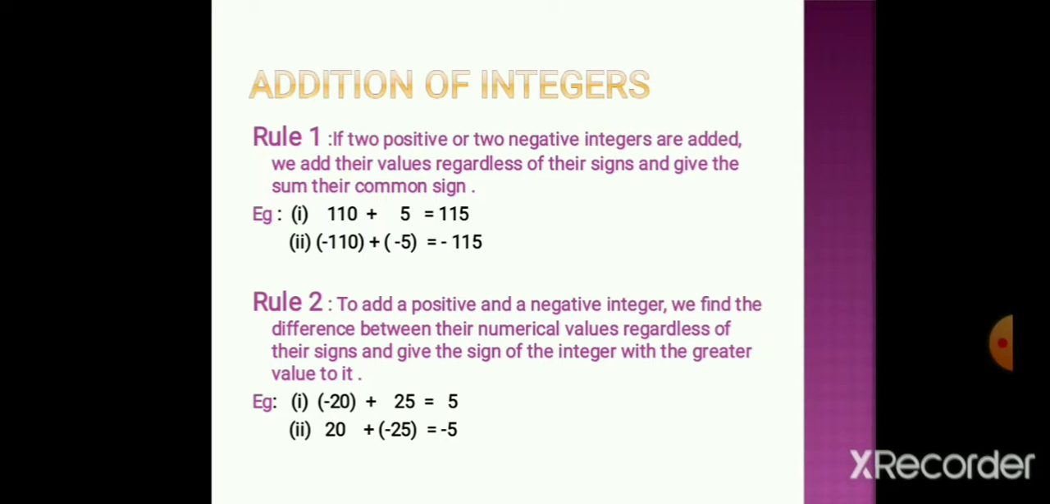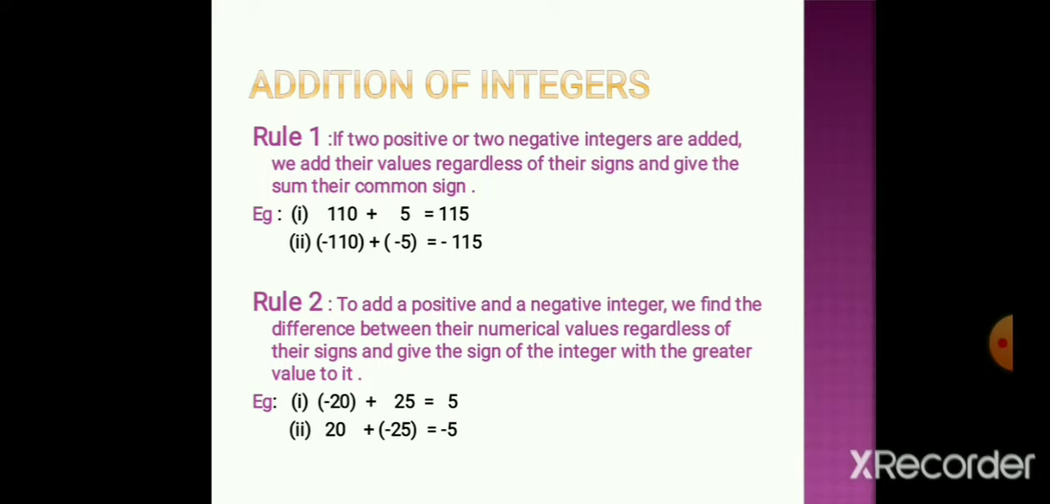For example, example 1: 110 plus 5, both are positive. If both the signs are the same, then we have to add them. So here we added the numbers, 110 plus 5 is 115. Then we look into their sign. Their common sign is positive, so the answer is plus 115.